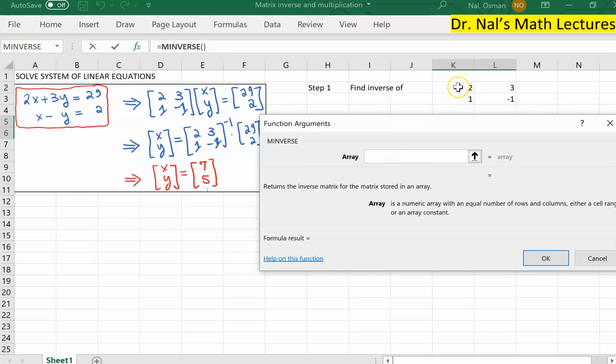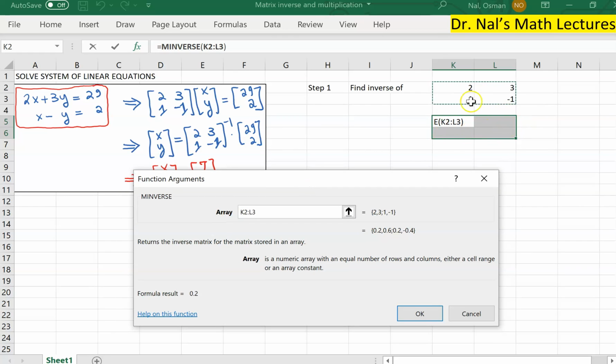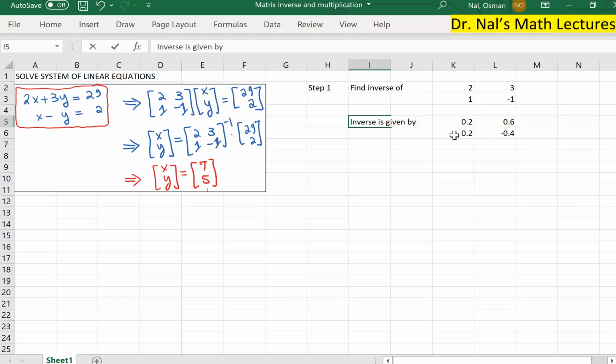What is the matrix that I'm trying to calculate the inverse of? It's this matrix over here, and that's it. The end result will show up here, and it's already giving you a snapshot of what the end result will look like. So you press OK, and that's it. 0.2, 0.6, 0.2, and minus 0.4. If you remember from our solution, we found them as 1 over 5, 3/5, 1 over 5, and 2/5 again. So that looks like a correct answer. Perfect, so we found the inverse of this matrix.